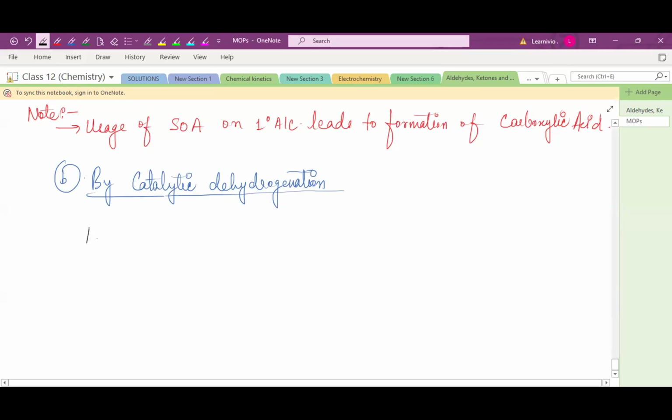So suppose if you take primary alcohol, RCH2OH. Just remember, primary alcohol will give you an aldehyde, and the secondary alcohol will give you a ketone. And tertiary alcohol on the catalytic dehydrogenation will give you an alkene. Why does it give you the alkene? Yes, Maniba. Why will tertiary alcohol give you an alkene on catalytic dehydrogenation?